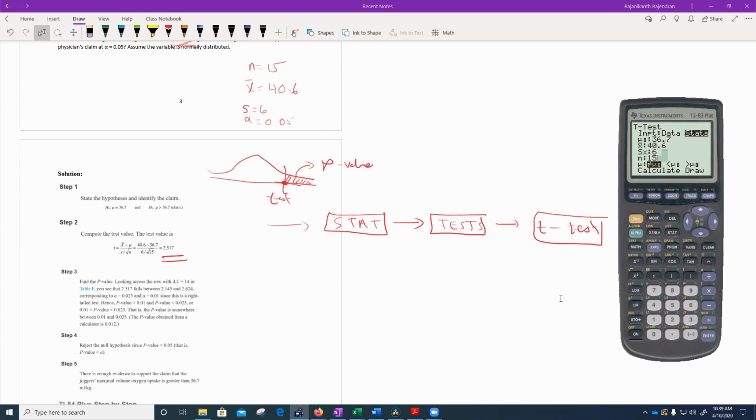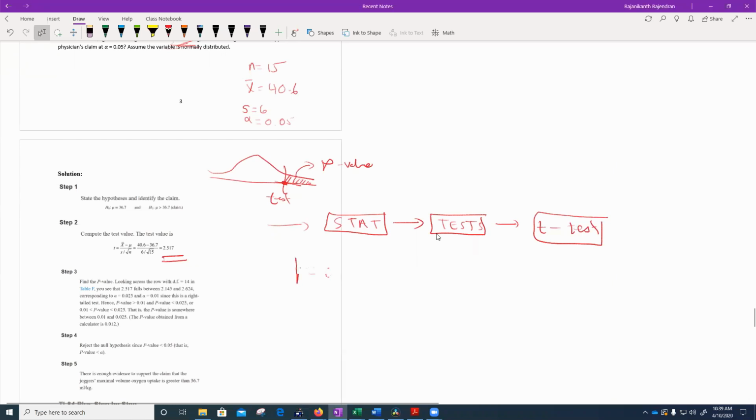Okay, now what kind of test do I have? Now I have a greater than sign, so the last one. That's it. Calculate. Okay, it says that the t test value, t statistic, is 2.517. Yes, we got the correct answer here, 2.517, right? Okay, so what is my p-value here? P-value is 0.0123.